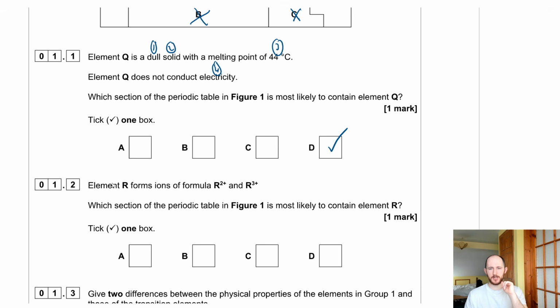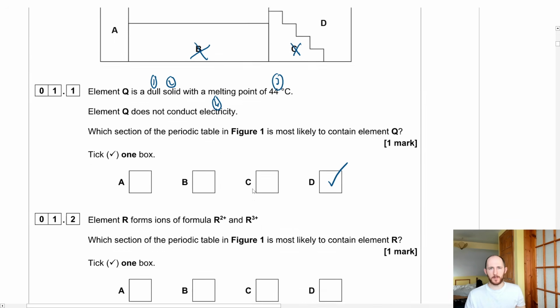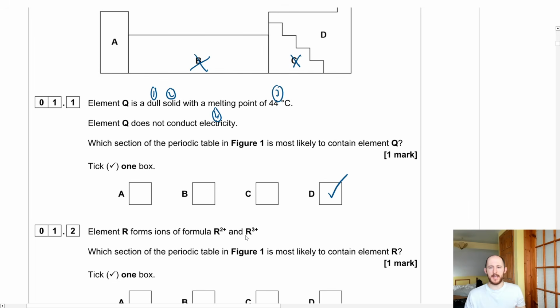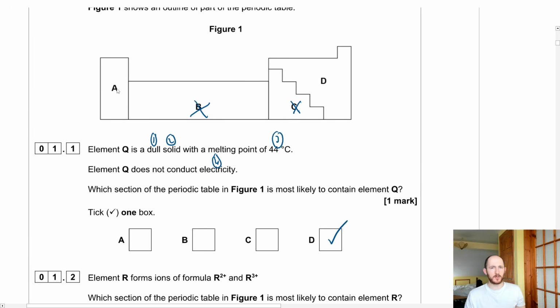This one is a little bit cheeky. So element R forms ions of formula R2+ and 3+. Which section of the periodic table is most likely to contain R? If you remember, the way that we form ions in chemistry is the loss of electrons. So let's look at group 1 and group 2, for example. Because they have 1 or 2 electrons in their outer shell, they will always lose electrons, right? Which means they'll form ions of either 1+ or 2+.